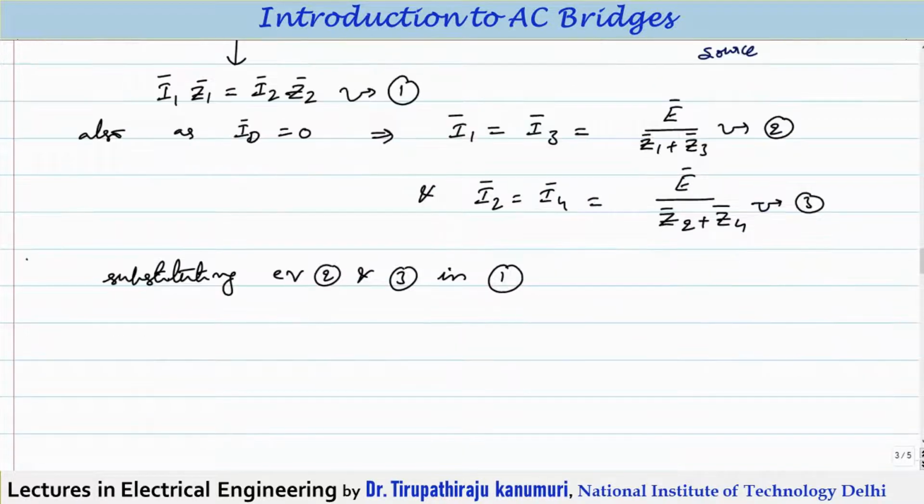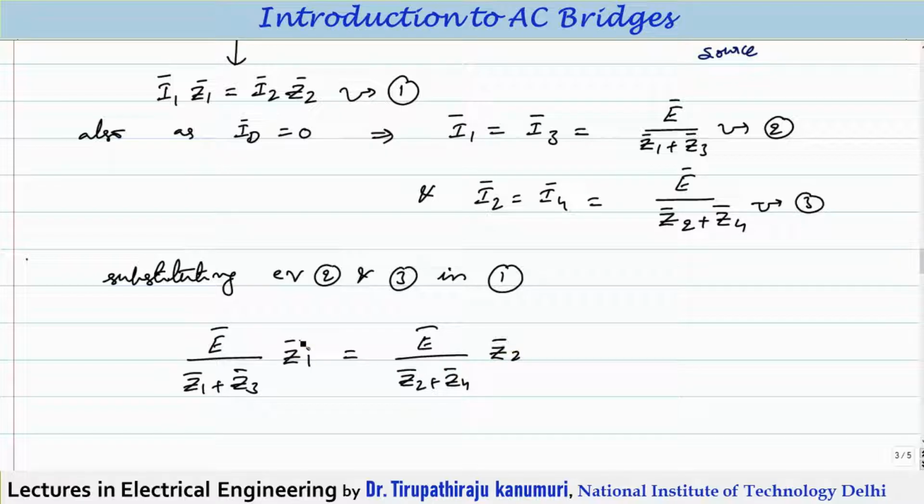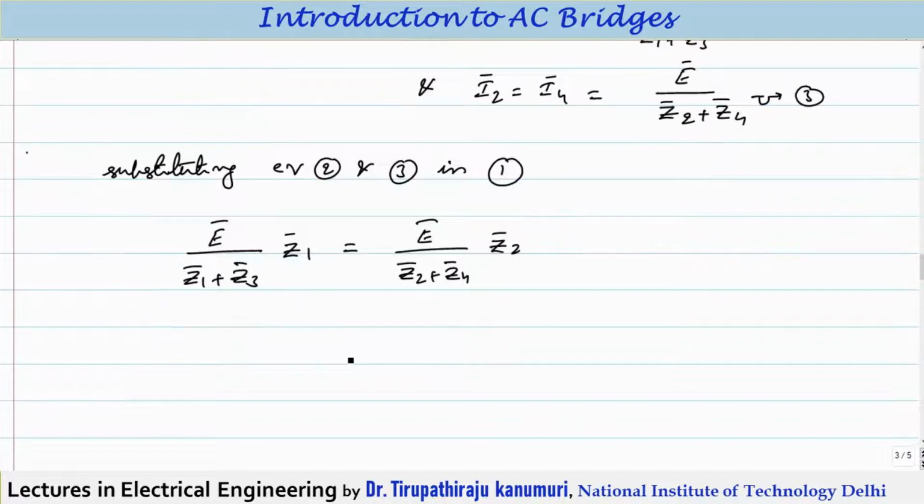So what is equation number 1? I1 multiplied by Z1. So what is I1 from equation number 2? This is nothing but E divided by Z1 plus Z3. So I1 multiplied by Z1 is equal to I2, and I2 from here will be E divided by Z2 plus Z4. So this I have to multiply with Z2. E is common in both the sides, so we can cancel it. So the remaining components are there.